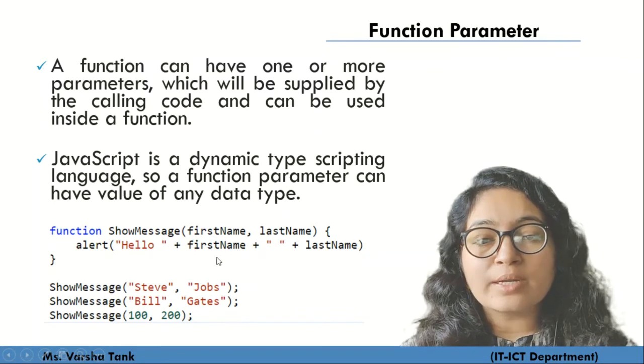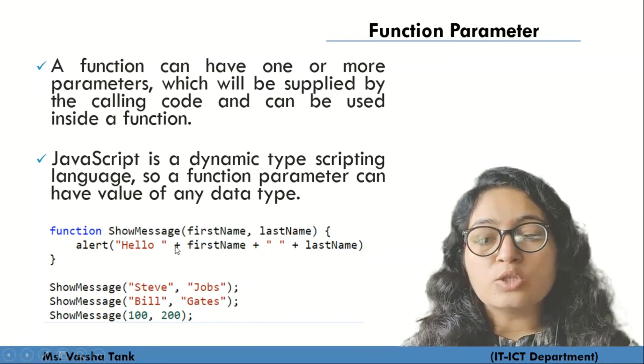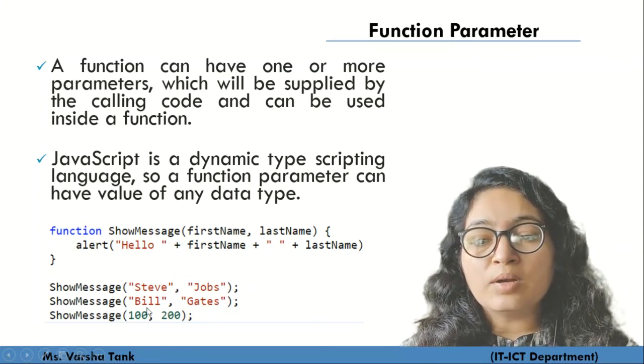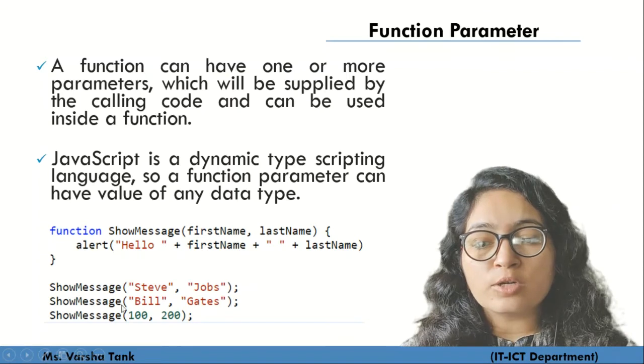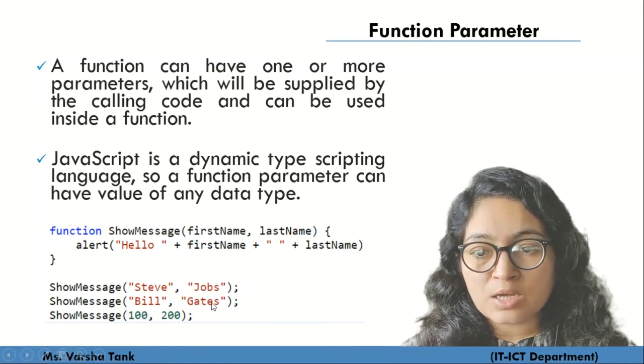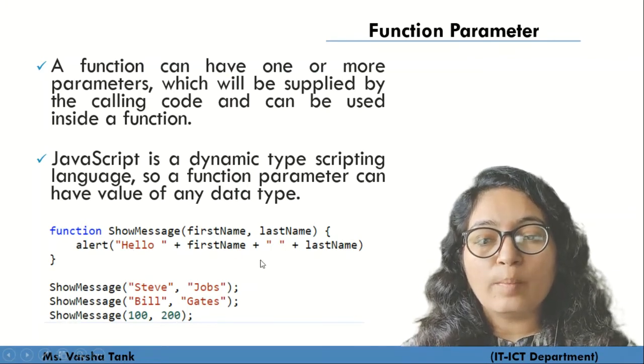It will just concat the string as we have defined with plus over here. So it will just concat the string Steve Jobs. Then it will display, again we have called the function show message, and here it is written Bill Gates. So whenever we call this function using these parameters, it will display hello Bill Gates.